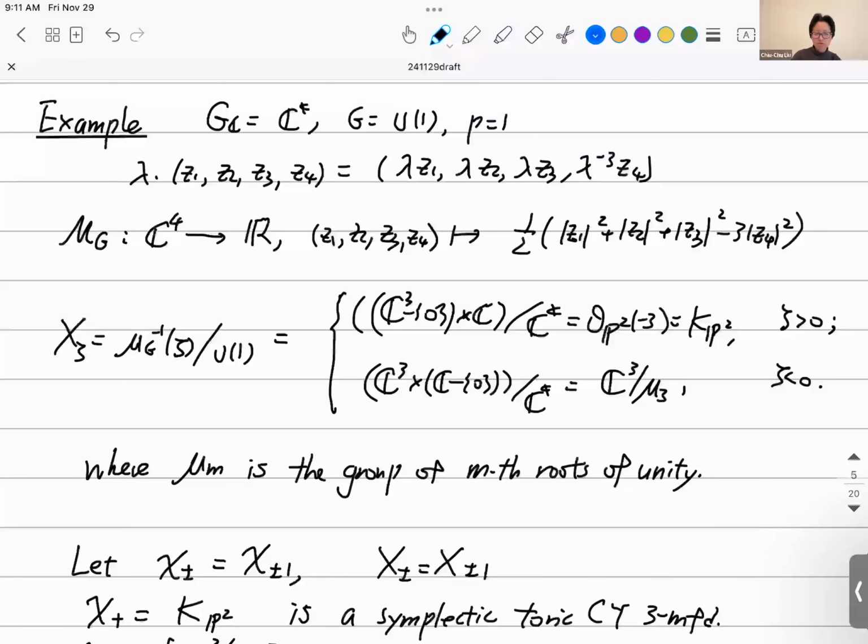Now suppose 0 is not a regular value. Let's take zeta to be less than 0. Then the condition becomes Z4 cannot be 0. And then you can use the C star action to move Z4 to 1, but you still have a leftover mu_3. Here in this talk, mu_m will denote the group of m-th roots of unity.